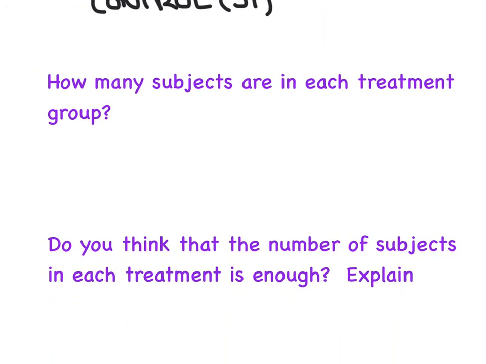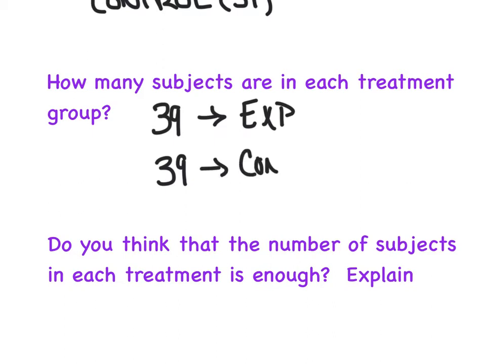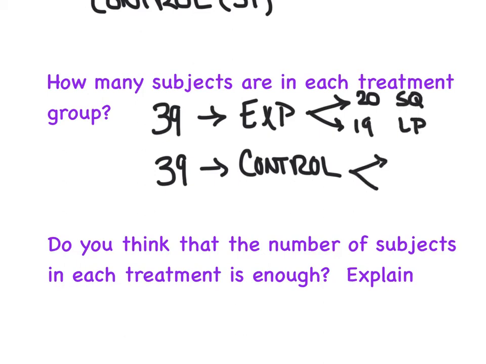Okay, how many subjects were in each treatment group? And that's a real easy one. There were 39 in the experimental group, and there was another 39 in the control group or the placebo group. And then those groups were subdivided, and I'm guessing, they didn't specify, but I'm guessing like 20 and 19, for squat and leg press. And then the same thing here, they were subdivided into a 20 and a 19 for comparison purposes to see if there were any statistically significant improvements.